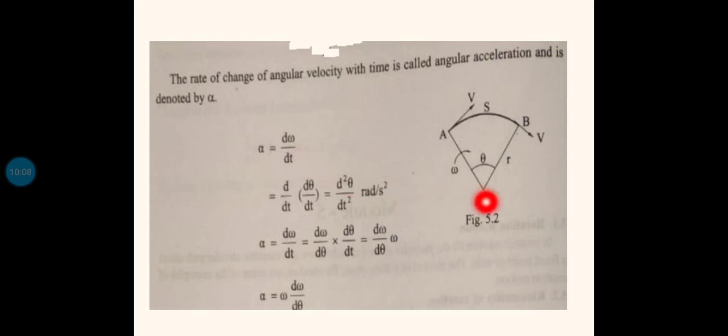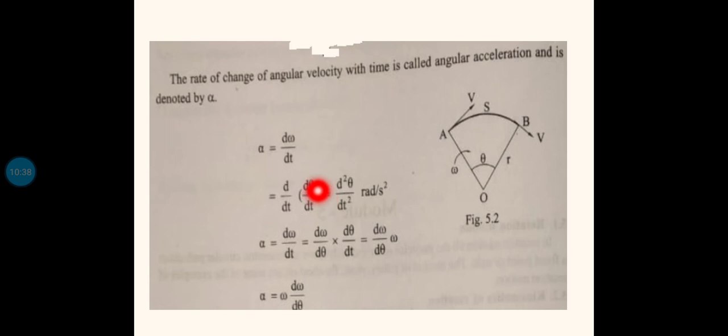You can see initially the particle is at point A. Now it has covered a circle. It has moved through a circular path to B, and the center of rotation is O, and the radius is r, and the angular displacement is theta, and angular velocity is omega. And you can see a tangential velocity marked here. Now angular acceleration alpha is given by rate of change of angular velocity with respect to time, that is alpha equal to d omega by dt.